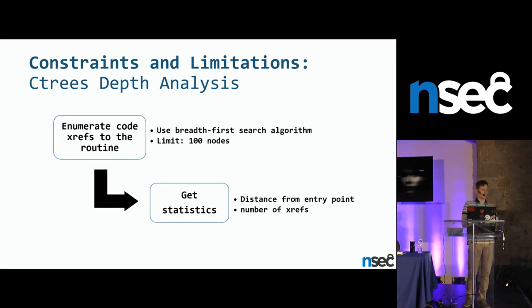Once we dump ctrees, we compute how far the function is from the entry point and the total number of cross-references. For this, we enumerate cross-references to this routine, and we use a breadth-first search algorithm to find if we can reach an entry point from this routine. We limited our search to 100 nodes, just to make sure we're not running infinitely. And once we find an entry point, we calculate the distance from the entry point and the total number of the cross-references.